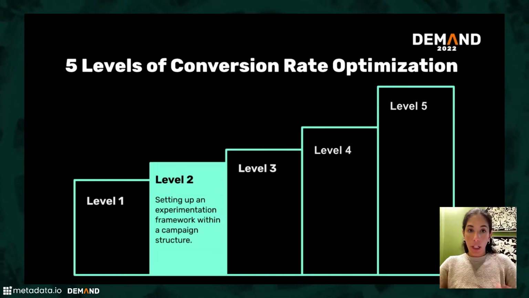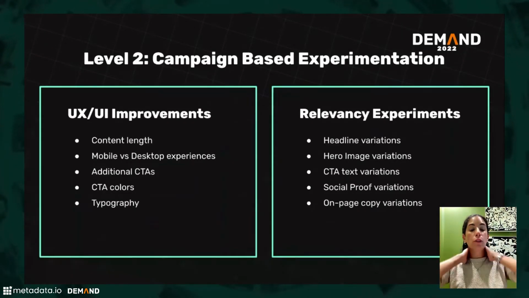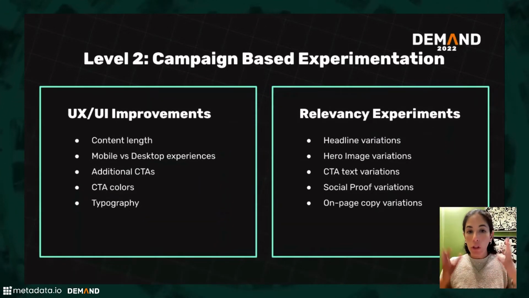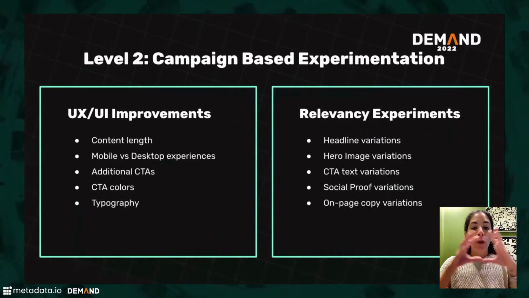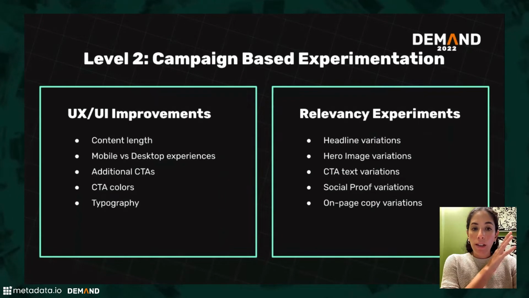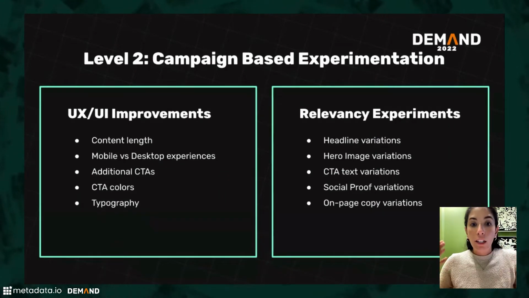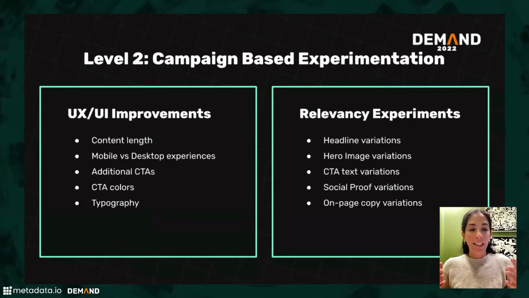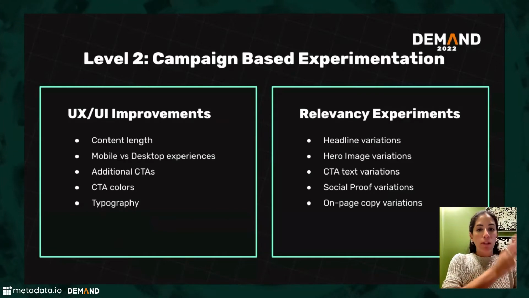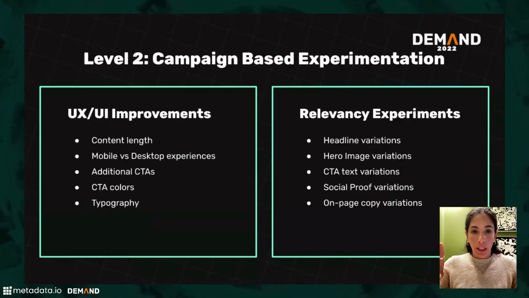within a campaign structure. What that means is there's a specific landing page or a few different landing pages within the context of one specific campaign that your marketing team is driving traffic to. Those kinds of experiments can be split up into 2 different buckets: UX and UI improvements to those pages and relevancy experiments. So when you're thinking about, okay, we want to start doing campaign-specific testing, which way should we go? Because there are many experiments we can run within UX and UI, and there are many experiments we can run within relevancy. What is most applicable to our organization?